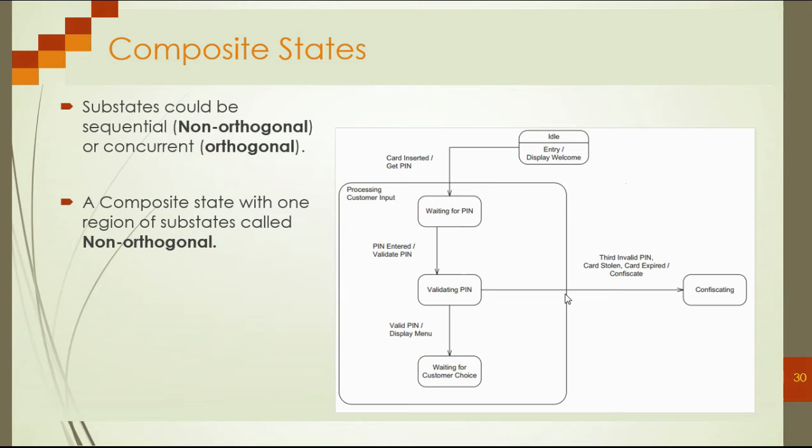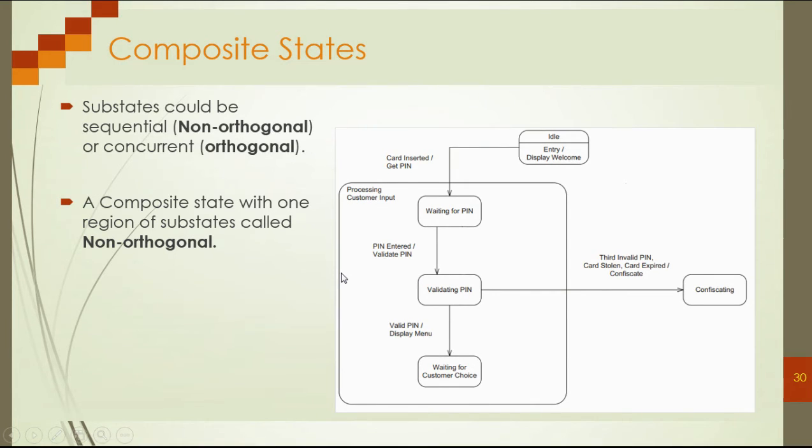Composite states also have two different types. The first one is the sequential composite state. Sequential means we have only one region in this state. So here, processing the customer input is in the same flow. We have only one sequence, going from waiting for the bin, validating the bin, then okay, cancel, or go to the next step.